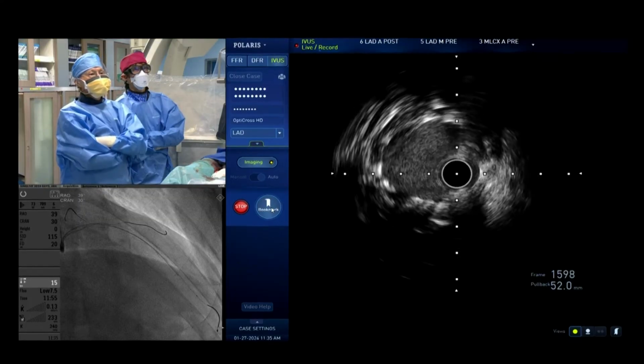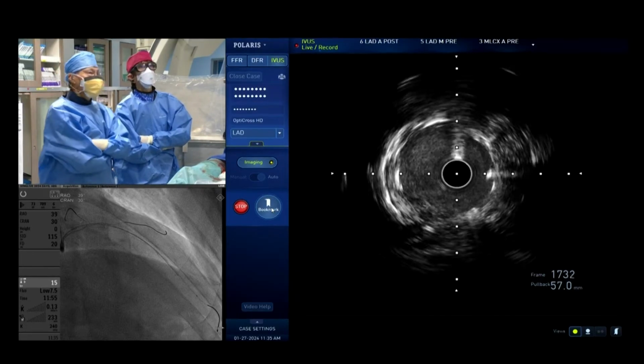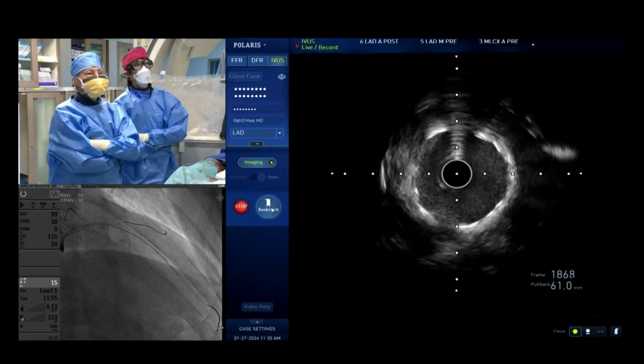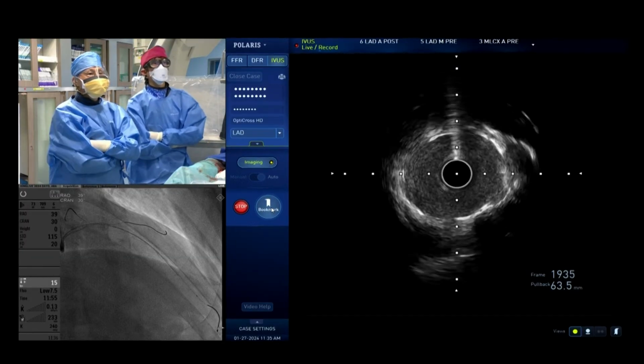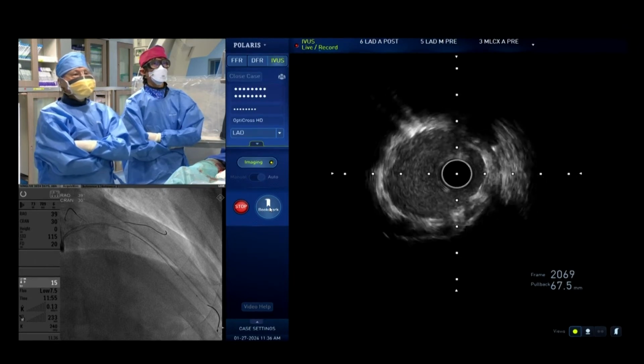So we need to go back to see the ostium now. We will do a manual pullback and see. You mean the ostium of the circ? Diagonal as well. Yeah. Circ, because we only use a 3.5, it might not be.